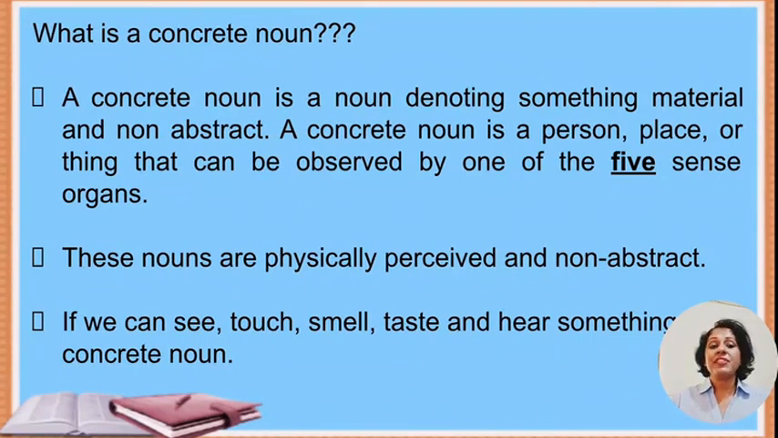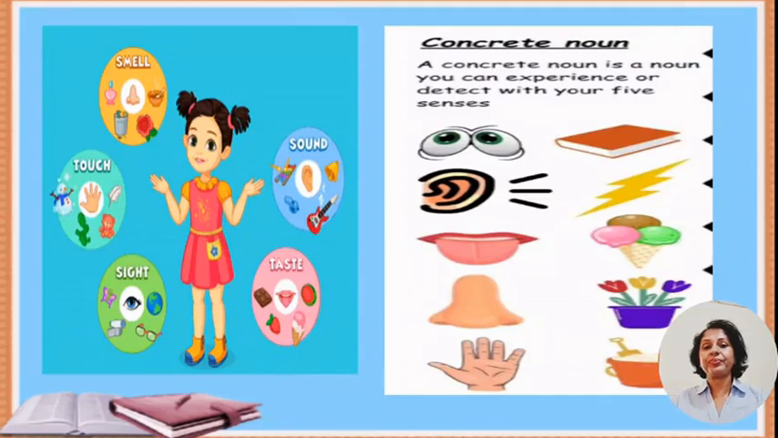So these nouns are physically perceived and they are non-abstract. If we can see, touch, smell, taste or hear something, then for sure it is a concrete noun. So these are the five senses I already spoke about: smell, touch, sight, taste and sound. A concrete noun is a noun you can experience or detect with your five senses.